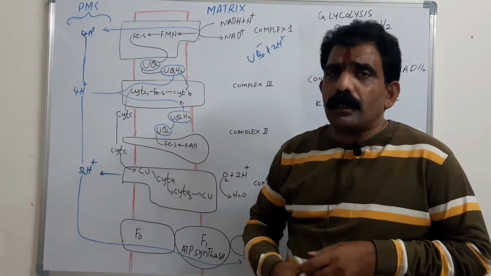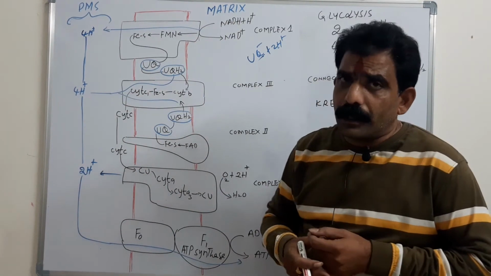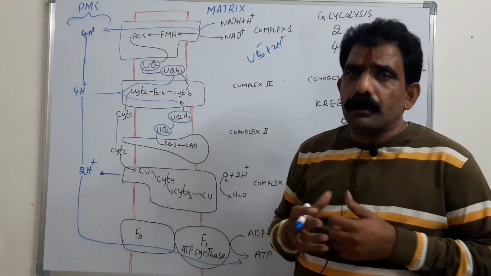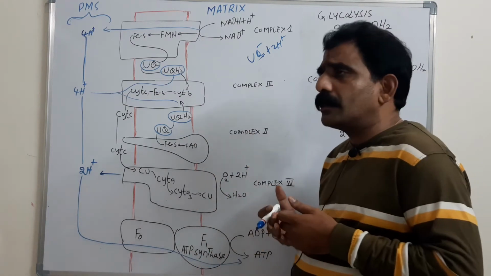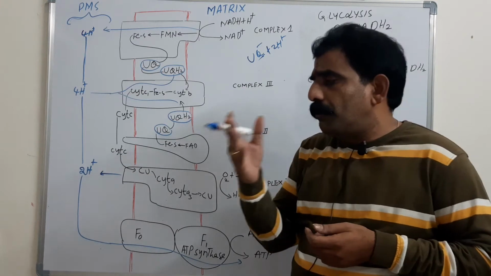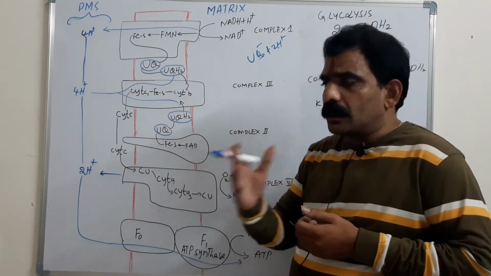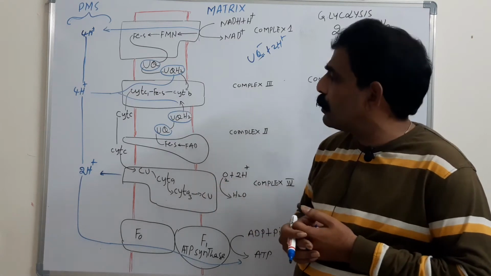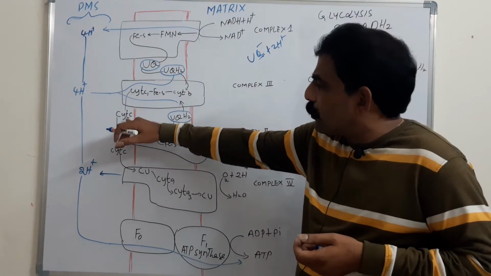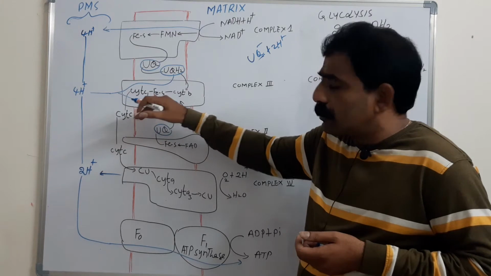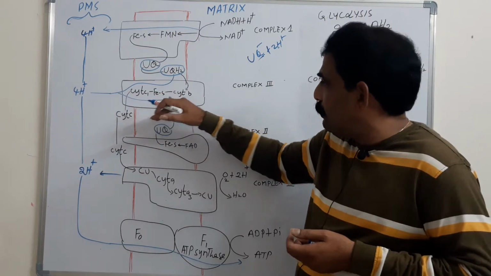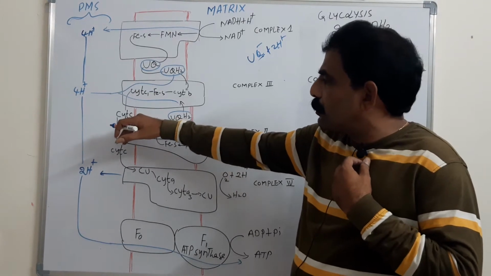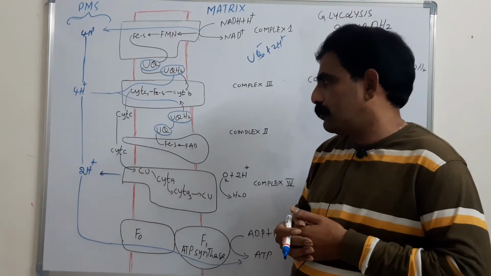Not only cytochrome C, every electron carrier in the electron chain will undergo reduction and subsequent oxidation. If it accepts electrons, it undergoes reduction. If it releases electrons or transfers electrons to the adjacent electron carrier, it undergoes oxidation. So here cytochrome C is reduced under the influence of cytochrome C reductase enzyme, which is present in complex 3. Now electrons are transferred to the cytochrome C.